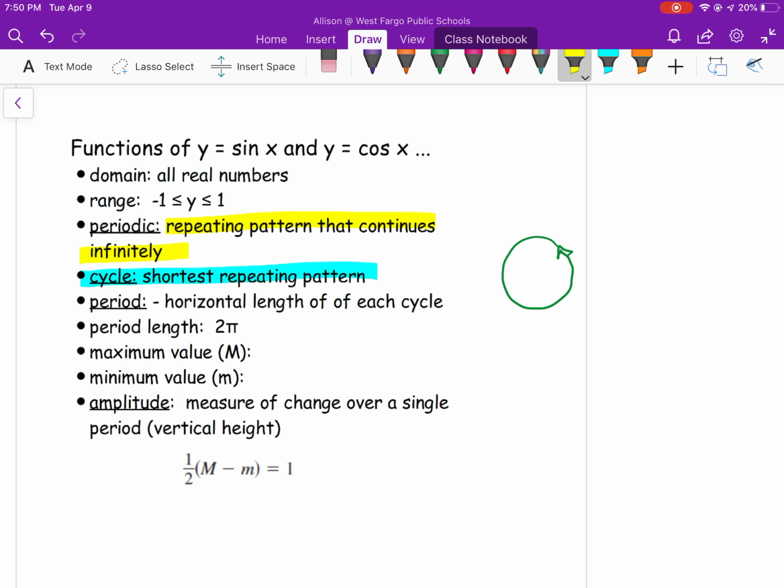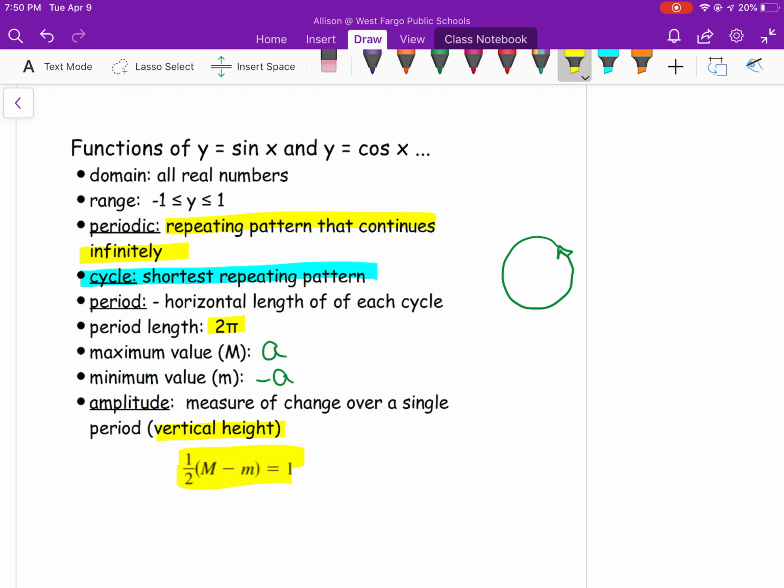So that's going to be what we're going to put on the x-axis. Typically the period length is 2 pi. We're going to look at, this is the parent function here. Maximum value, or m, that's going to be our amplitude, essentially. Our minimum value will be the negative of that amplitude then. And how we find our amplitude, it's the measure, or it's the vertical height.